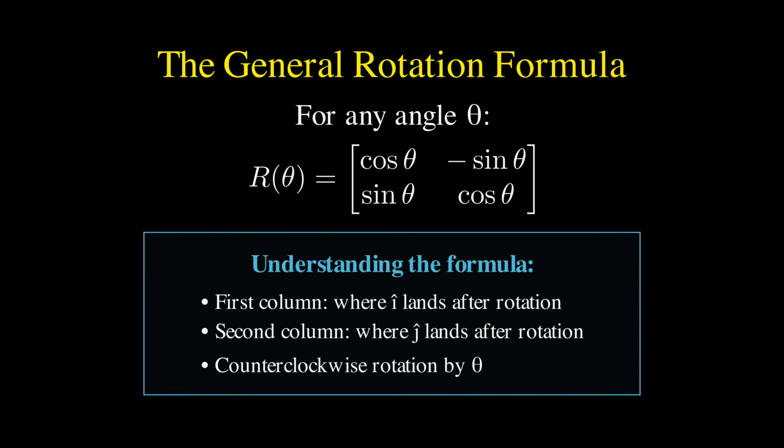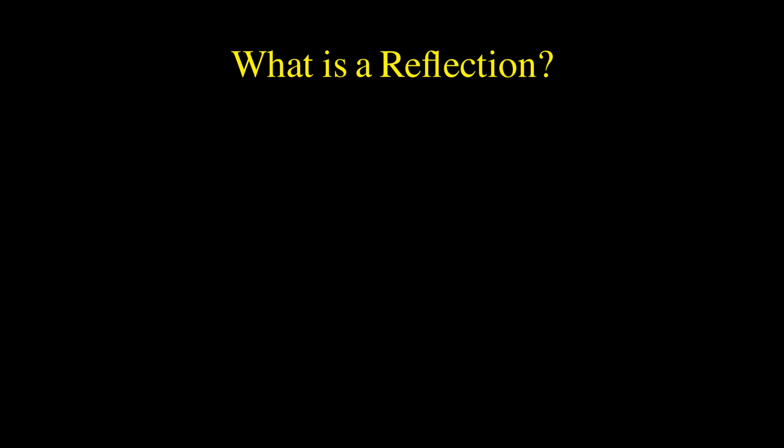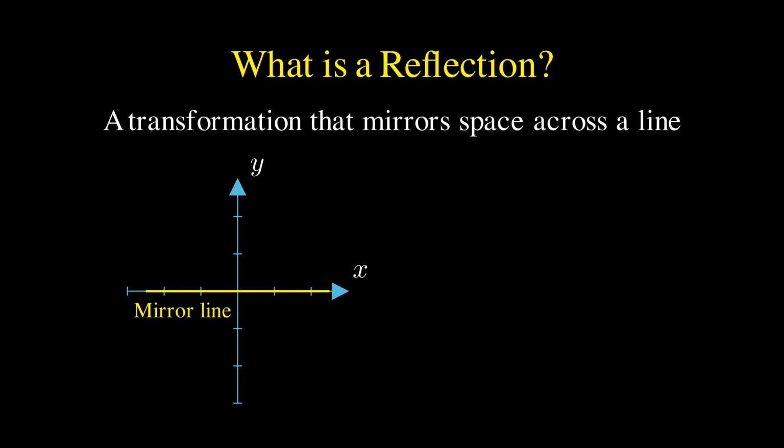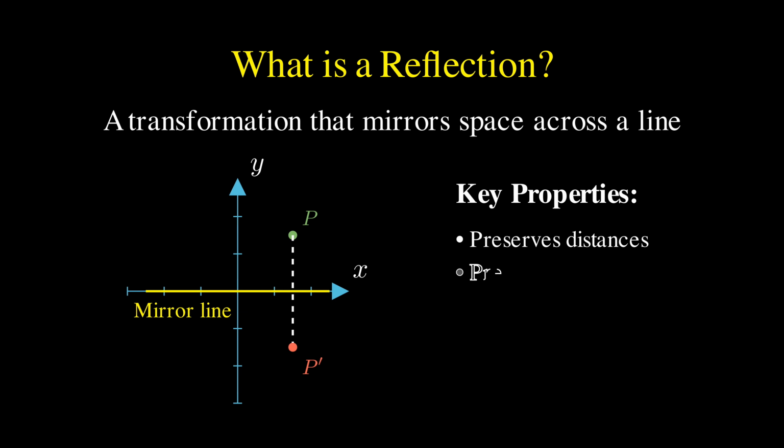Now let's turn to reflections. A reflection is a transformation that mirrors space across a line, like reflecting your image in a mirror. If we reflect across the x-axis, any point above the line gets mapped to a corresponding point below the line at the same distance, and the perpendicular distance from the point to the mirror line is preserved. Also, reflections preserve distance and angles just like rotations do.